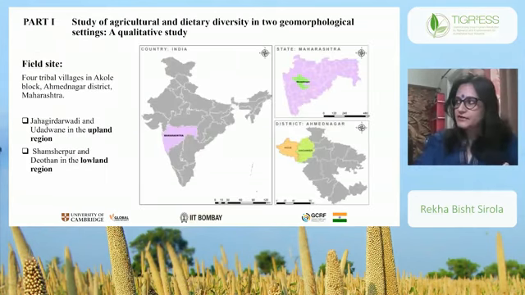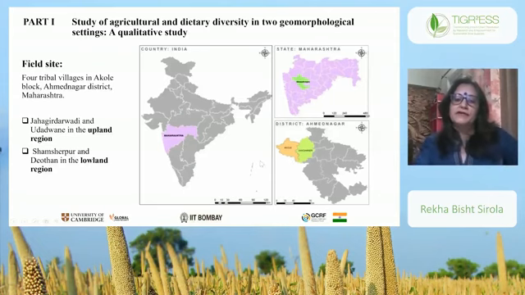Now, the entire study we have divided into three different parts. Part one is the study of agriculture and dietary diversity in two geomorphological settings. This is entirely a qualitative study. The area that we have identified for ourselves is the Akole block. This is in district of Ahmednagar in the state of Maharashtra.